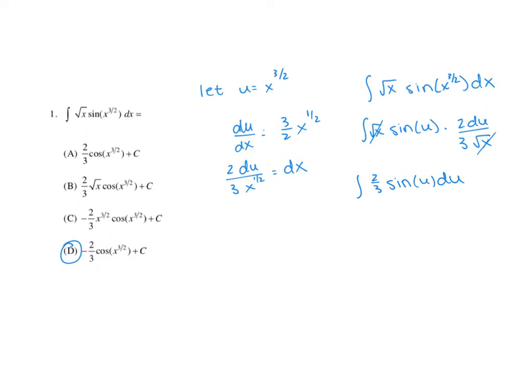So my antiderivative: the antiderivative of positive sine is negative cosine. So negative 2/3 cosine u plus c. And if we remember that u is x to the 3 halves, then we will have our final answer, negative 2/3 cosine x to the 3 halves plus c.